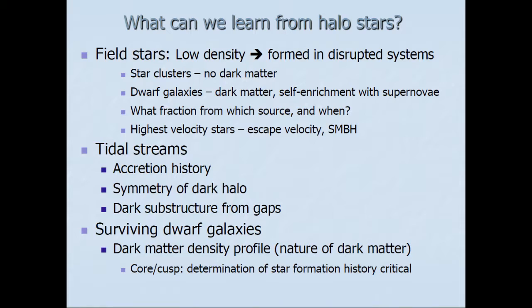The difference here is that dwarf galaxies can have self-enrichment with supernovae. Each of the dwarfs would have stars of a much wider range of ages than an individual star cluster, and would have a much larger range in chemical abundances. So we would hope to identify which fraction of the field halo came from globular star clusters, and what fraction came from dwarfs, looking for particular patterns in the elemental abundances and for correlations between the abundances and the kinematics.